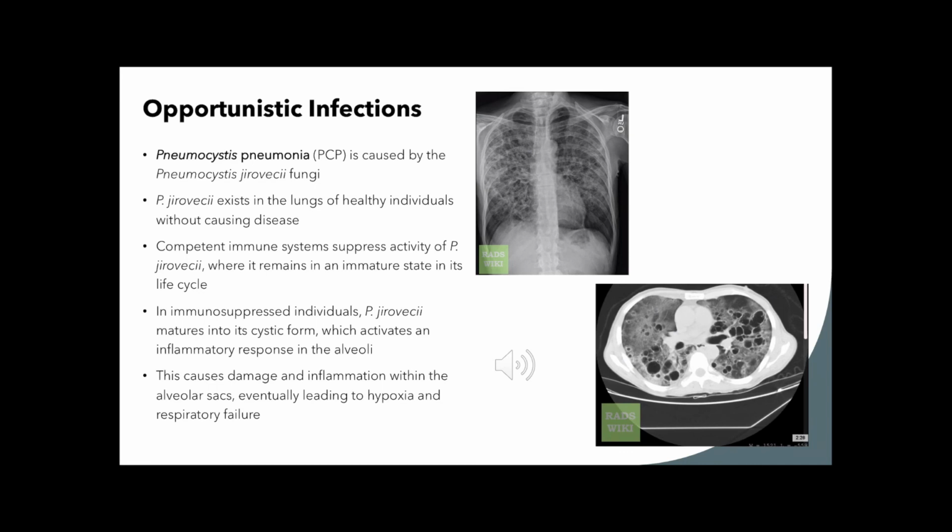As you can see in this chest x-ray here on the left, you can see these small holes or circles. Those are cystic growths of the P. jirovecii. You can see down here on the right, this is a CAT scan with a CAT scan dye, and those black holes and circles are actually the cysts of the P. jirovecii, and you can see how much damage it's done to the lung tissue.